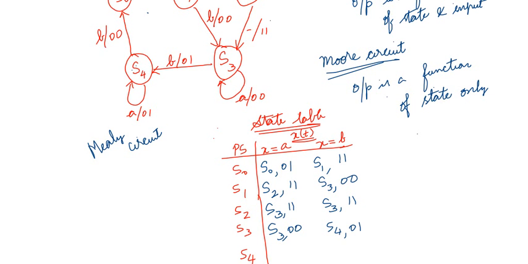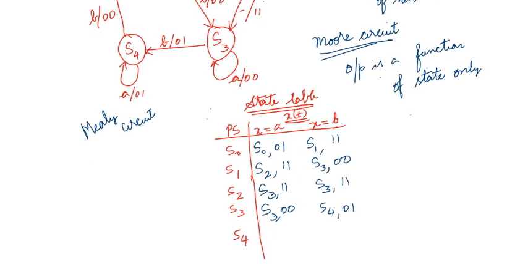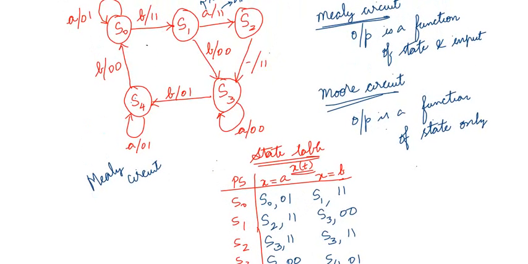Now we are in state S4. When the input is A, we go to the same state S4, and the output is 0 1. Similarly, in state S4, when the input is B, we go to state S0 with the output 0 0.